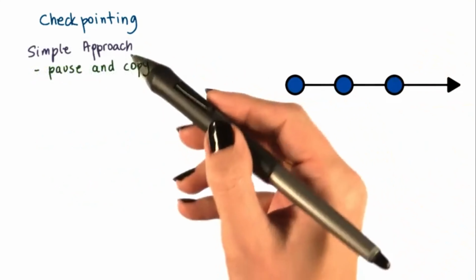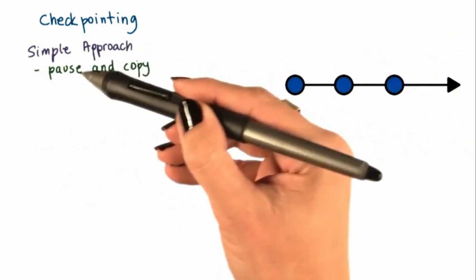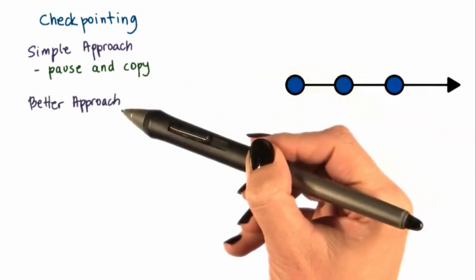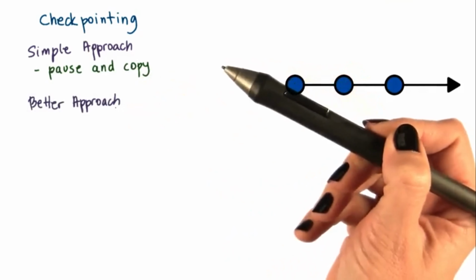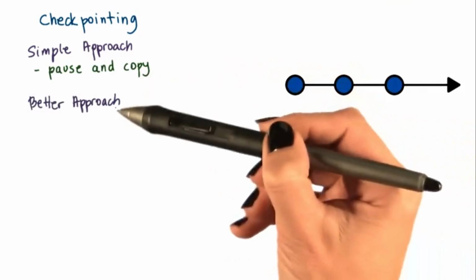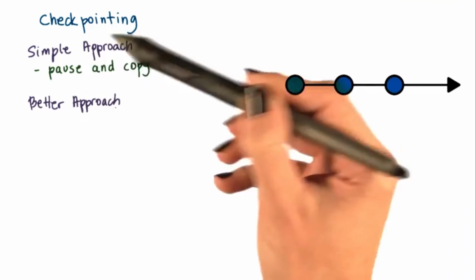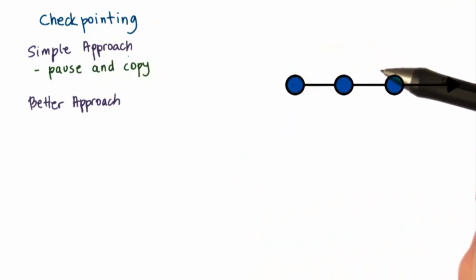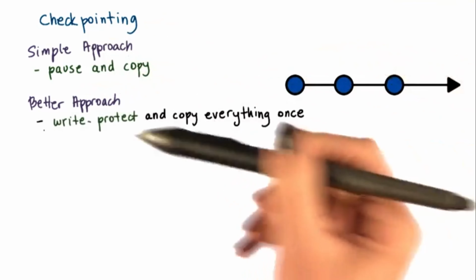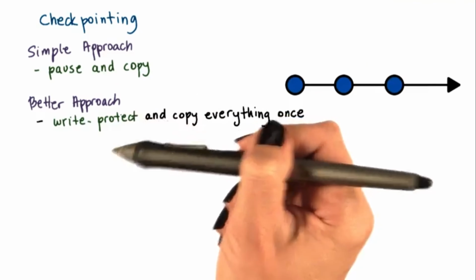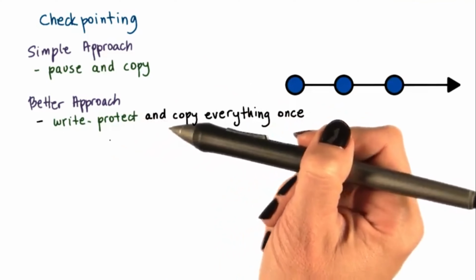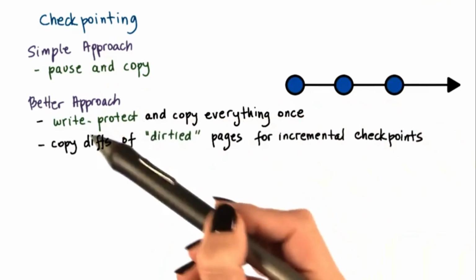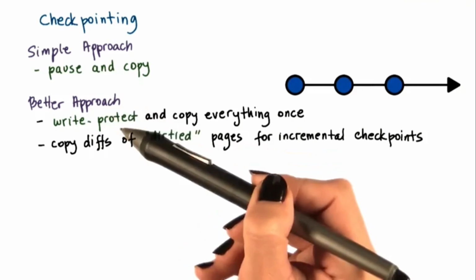A simple approach to checkpointing would be to pause the execution of the process and copy its entire state. A better approach will take advantage of the hardware support for memory management and will try to optimize the disruption that checkpointing will cause on the execution of the process. Using the hardware support, we can write protect the entire address space of the process and try to copy everything at once. However, since the process will continue executing, we won't pause it.